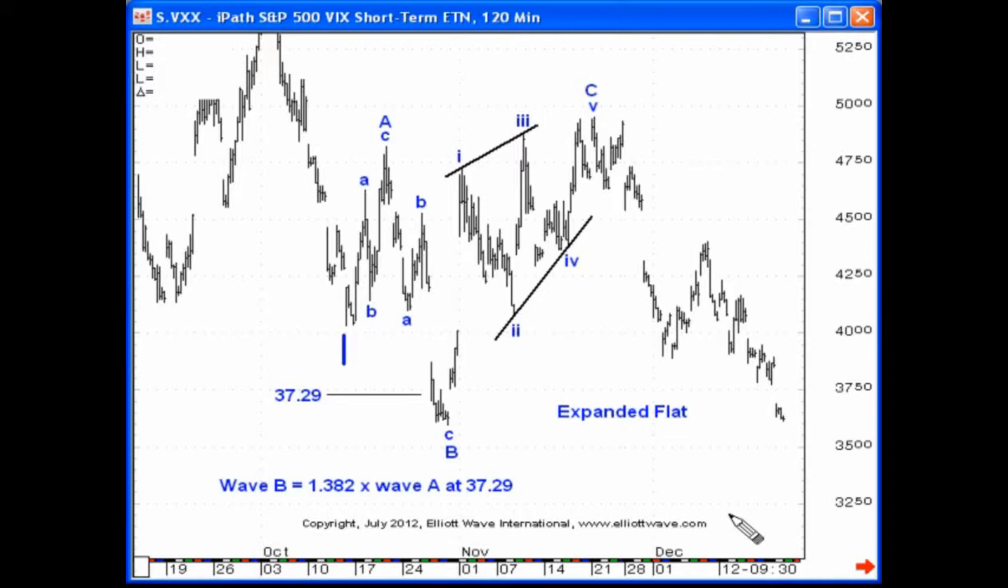expanded flat. And as always, because it is indeed a corrective pattern, Elliott wave corrections represent counter-trend price moves within the larger trend. That about does it for today.